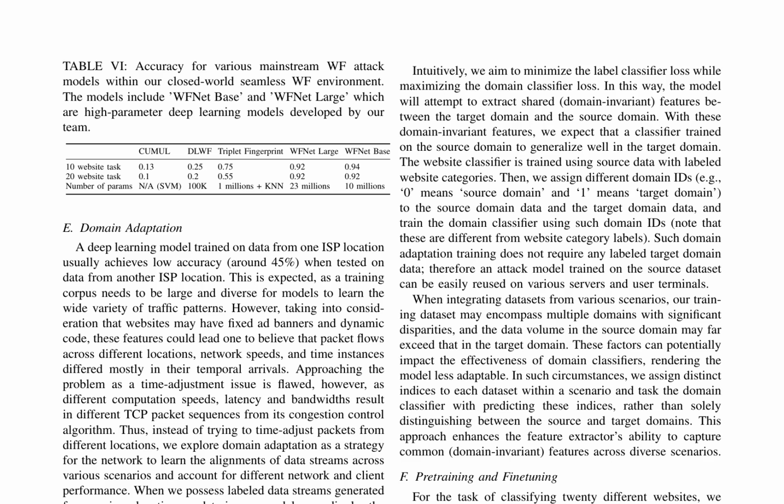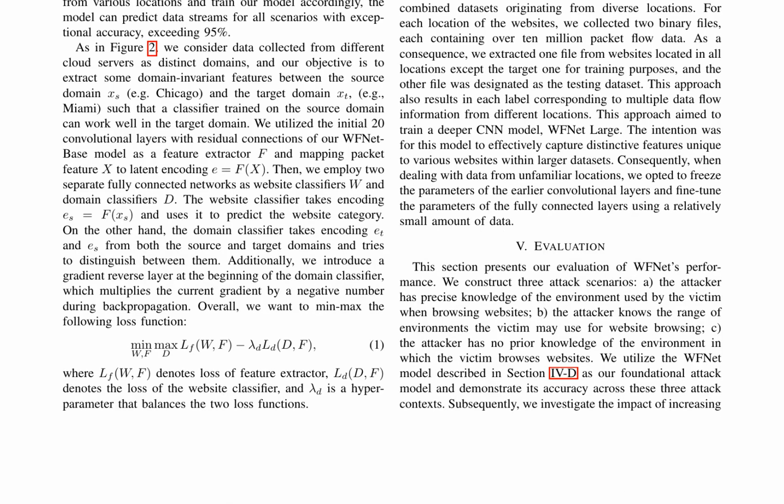The loss function is defined as min over w, f, max over d, of Lf(w, f) minus lambda Ld(d, f), where Lf(w, f) denotes the loss of the feature extractor, Ld(d, f) denotes the loss of the website classifier, and lambda is a hyperparameter that balances the 2 loss functions. The goal is to minimize the label classifier loss while maximizing the domain classifier loss, thereby extracting shared features between the target domain and the source domain.